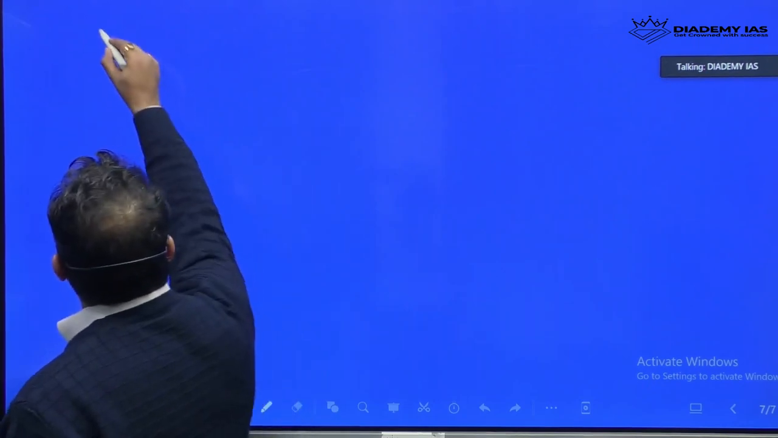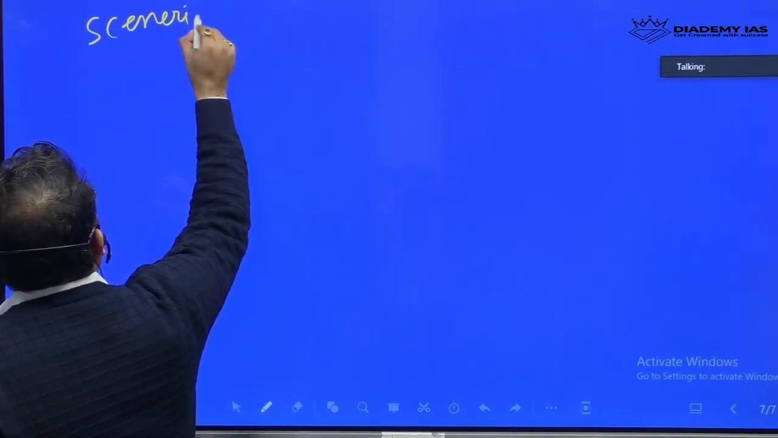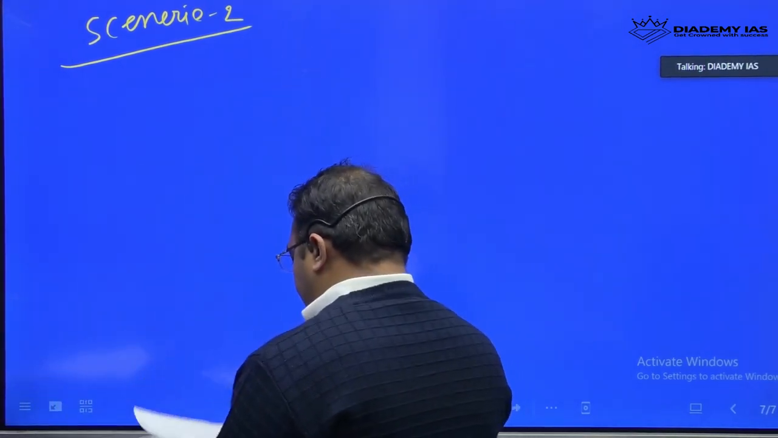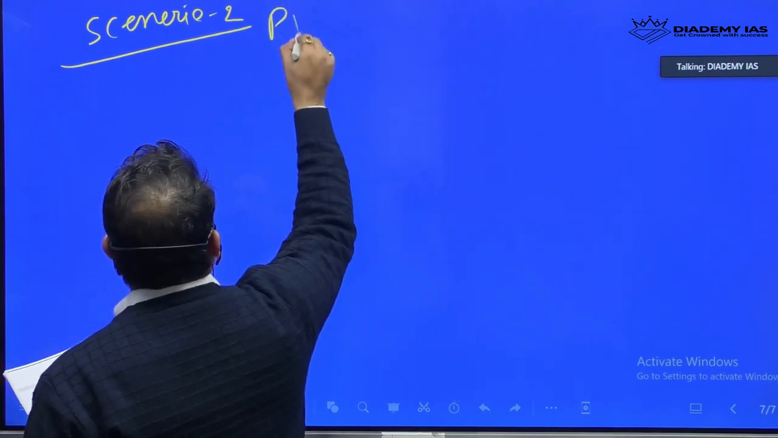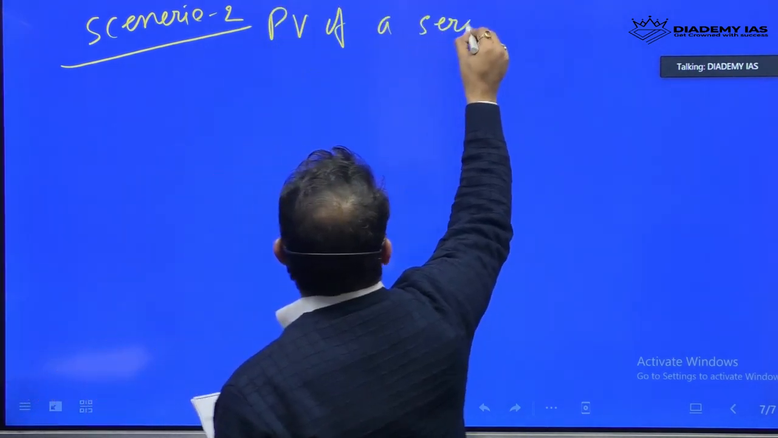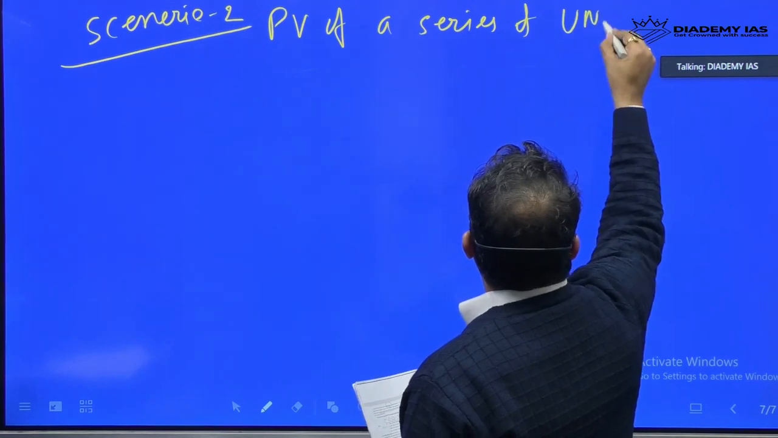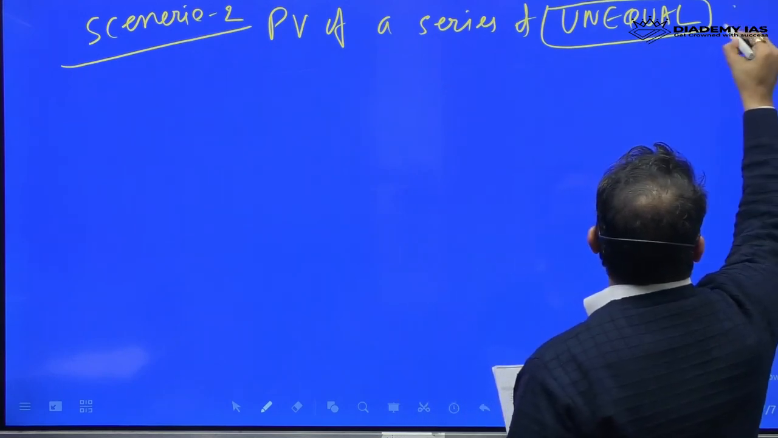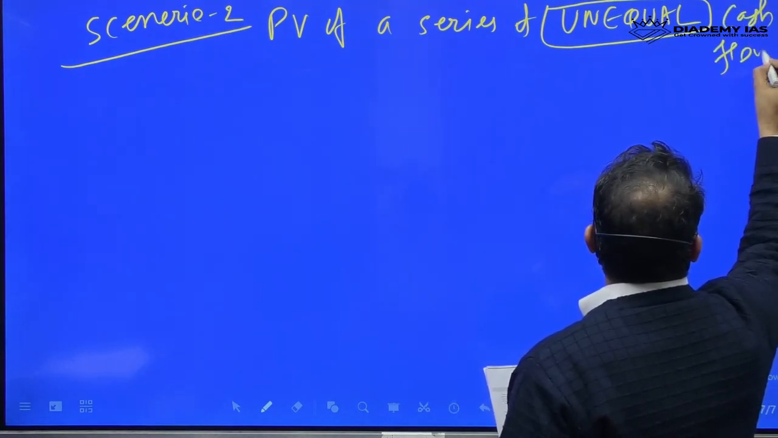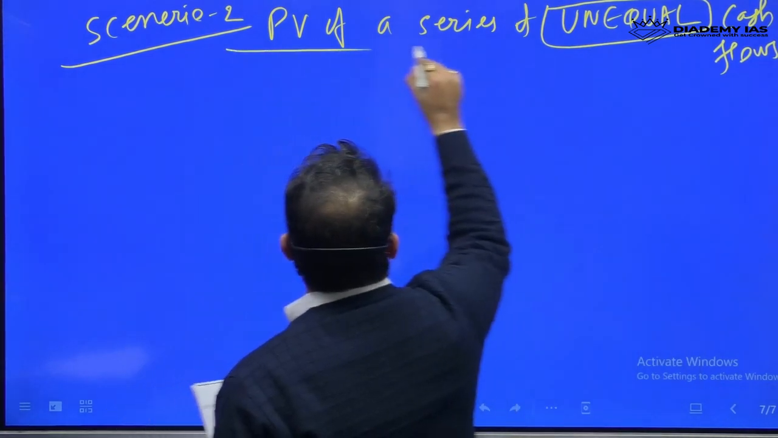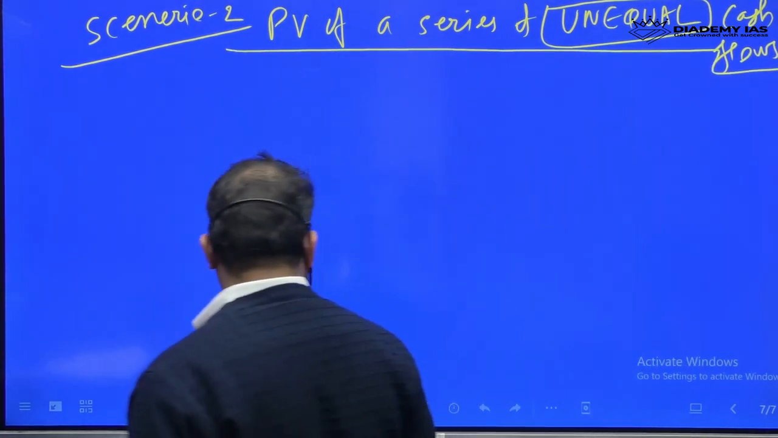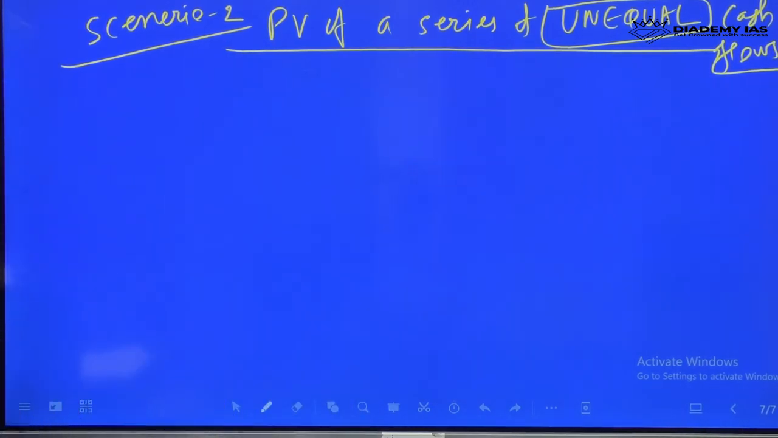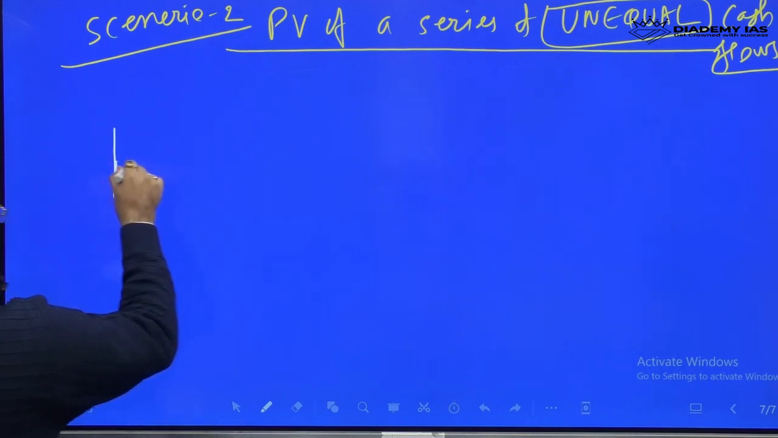Now, scenario two. What is scenario two? It is the present value of a series of unequal cash flows. So let us see on the timeline.